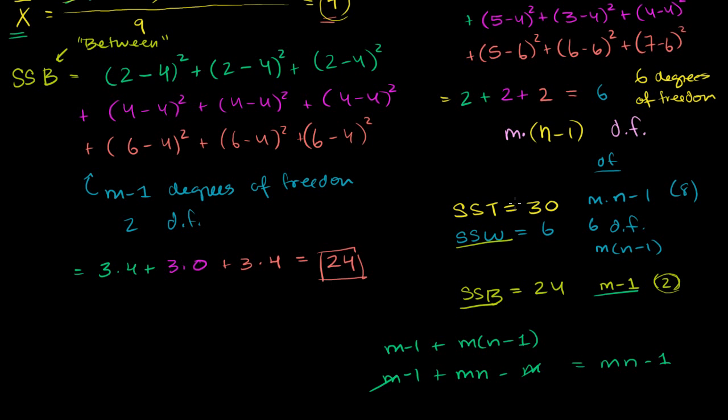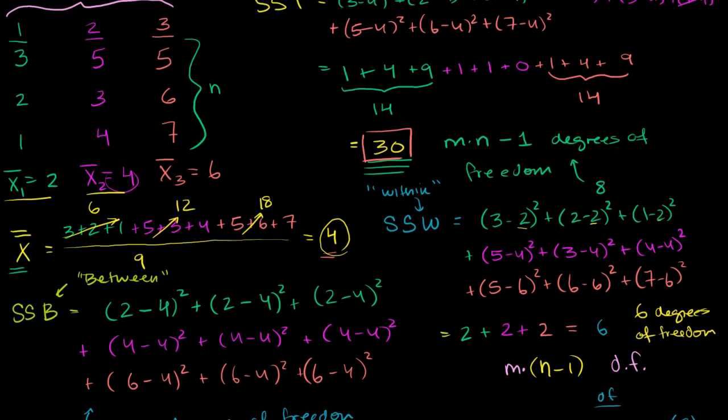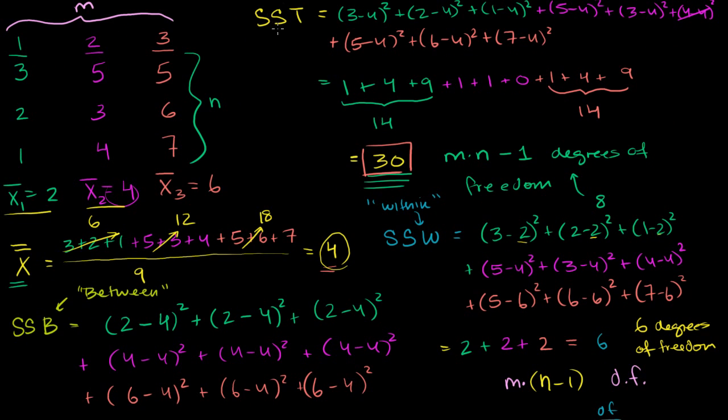So the whole point of the calculations that we did in the last video and in this video is just to appreciate that this total variation that we first calculated can be viewed as the sum of these two component variations. How much variation is there within each of the samples, plus how much variation is there between the means of the samples. Hopefully that's not too confusing.